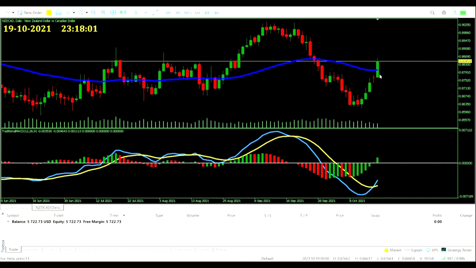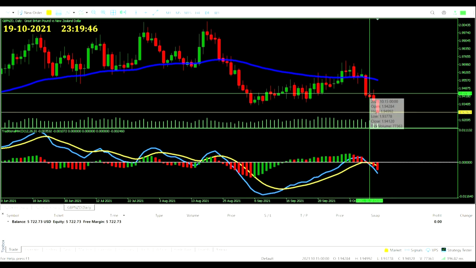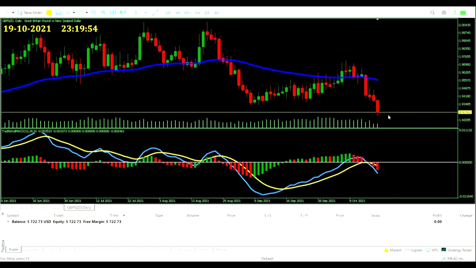Let's see if there's any other signals out there. Otherwise, we'll get in on this one. Worth noting as well, if we had taken that Great British Pound New Zealand dollar trade, if we went a bit overboard on the risk, just because we couldn't help ourselves, we would have taken profit. I would say pretty far there. It's just been so strong for the NZD the last week or two.